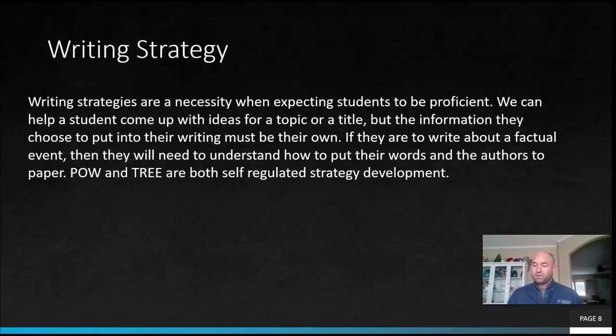So TREE is: T is topic sentence, what you believe. R is the reasons, which tell you why you believe this. E explains the reasons, so you say more about each reason, because again, this is persuasive. Lastly, E is ending. These acronyms can be written down or posted in the classroom.